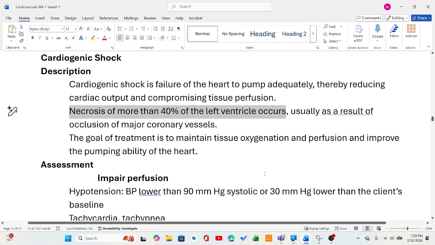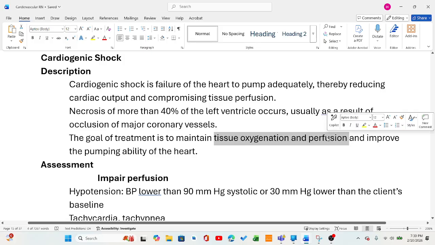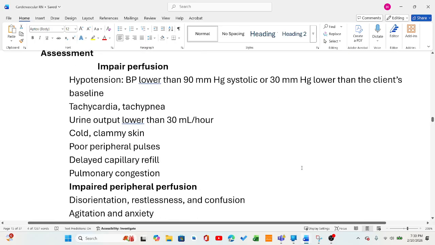Now, the goal or the treatment of this is to provide oxygen. Remember, the main function of the heart is to do what? To pump oxygenated blood to all parts of the body. So our main intervention is going to be oxygenation and perfusion, and this will help the heart muscles begin to improve and start pumping again.